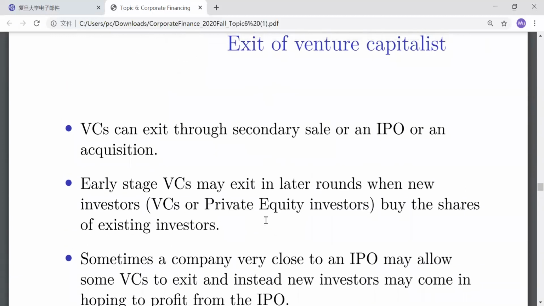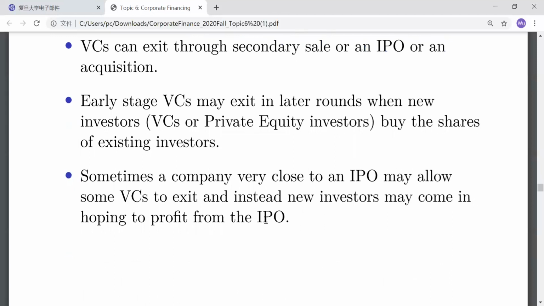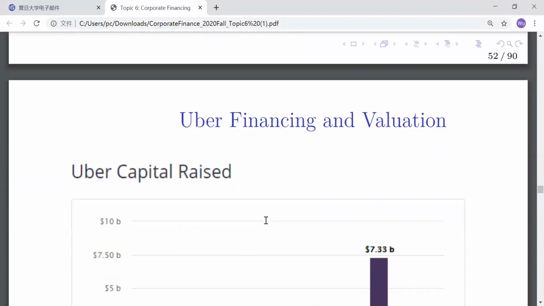And finally, if there's an IPO or an acquisition happening, meaning the startup goes IPO or is acquired by another company, the VC can exit through a secondary sale. And early stage VCs might exit in later rounds when new investors buy the shares of existing investors. So sometimes when the company is very close to an IPO, they might allow some VCs to exit, and instead new investors may come in hoping to profit from the IPO. Right? So this is an IPO situation.